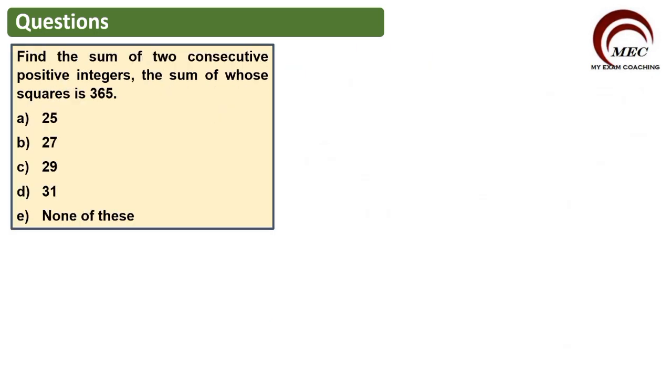So the next question is, find the sum of two consecutive positive integers, the sum of whose squares is 365. Sum of two consecutive positive integers. Two consecutive integers means which are coming together. So if the first integer is x, then the second integer will be x plus 1. First one is x, second will be x plus 1.